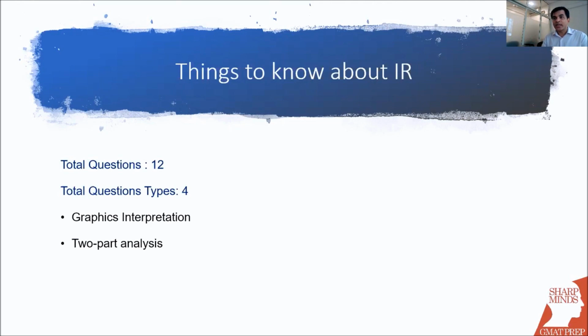A second question type, and we'll see each of these in detail shortly, is called 2-part analysis. Another question type, again, the name is self-explanatory, is called table analysis. And a 4th question type is called multi-source reasoning. Multi-source because the information can come from more than one source. Now let's look at each of these question types in some more detail.